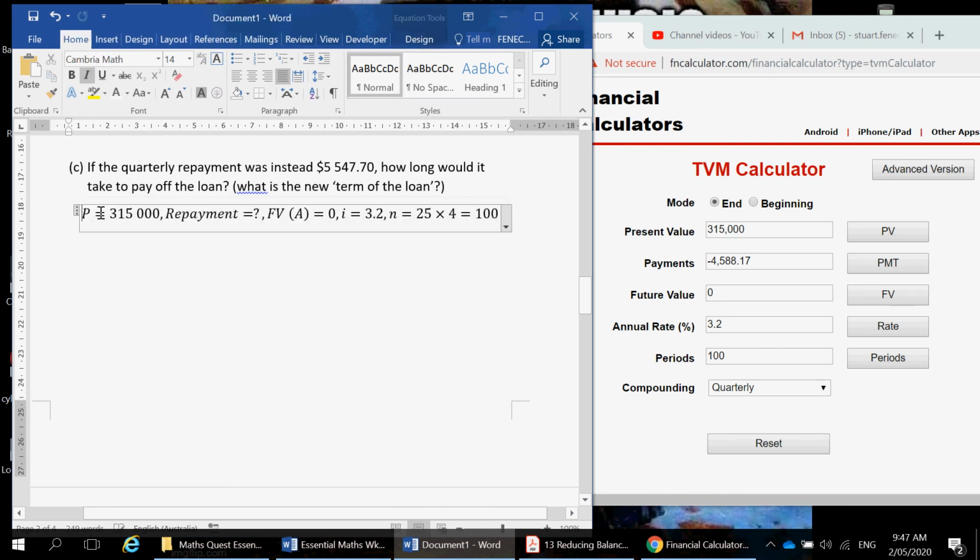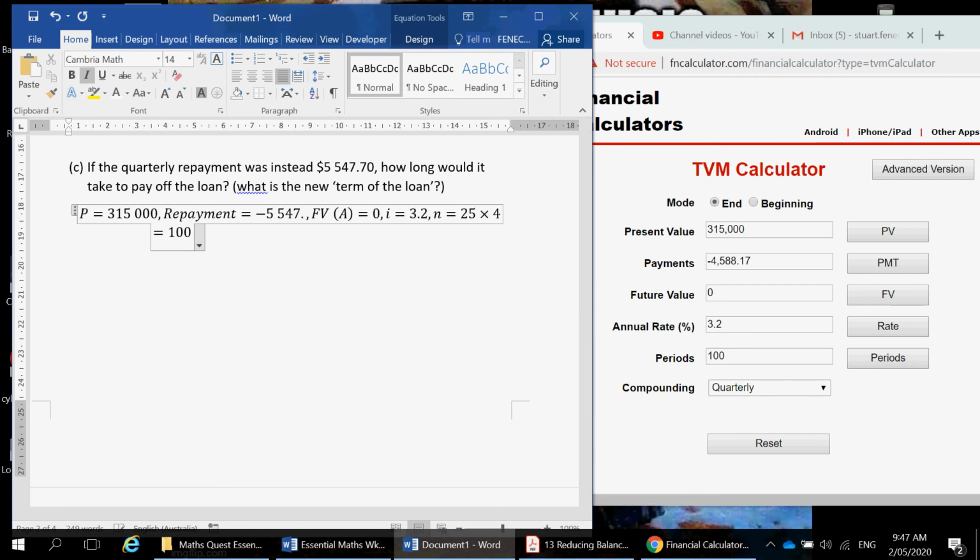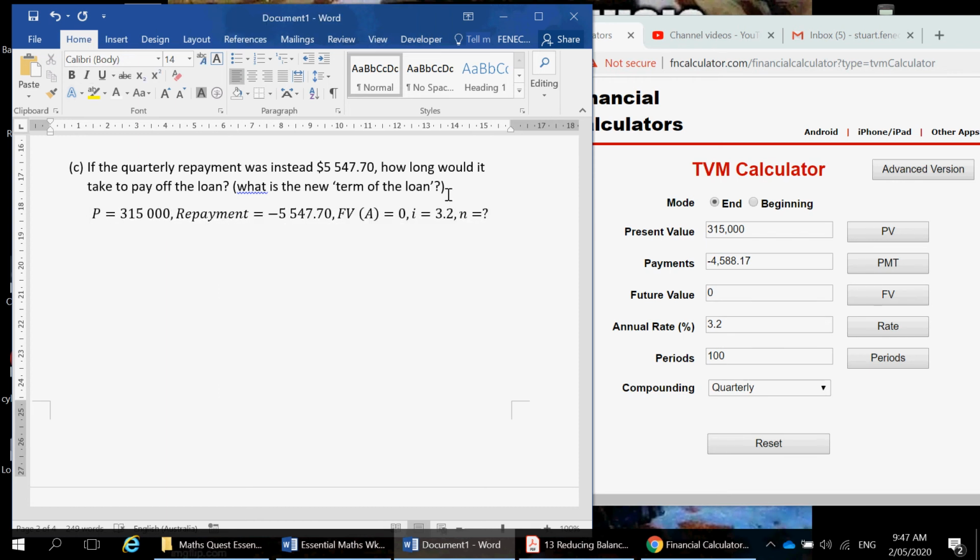Right, the loan still is $315,000. This is from the start. We've got a new repayment amount. We have to remember to be careful. This is money going away, so it's a negative amount into the machine. We still want it to end up as zero. The interest rate's still the same, but it's saying how long will it take to pay off the loan. It's actually after n. This time we're after n, the number of time periods.